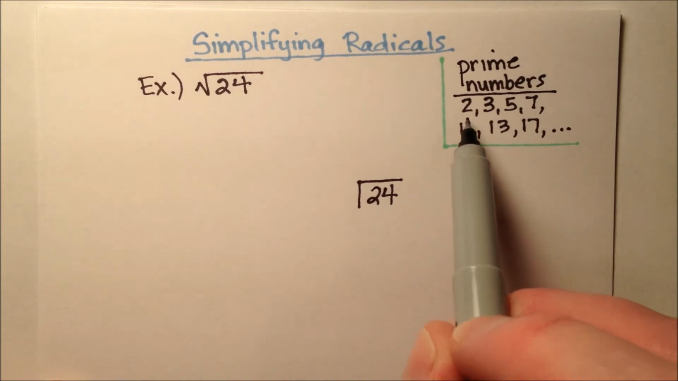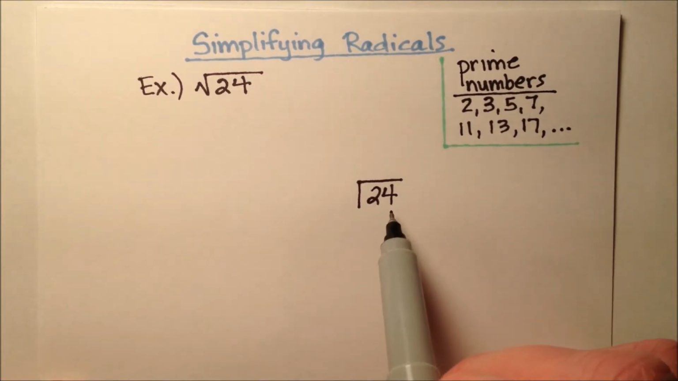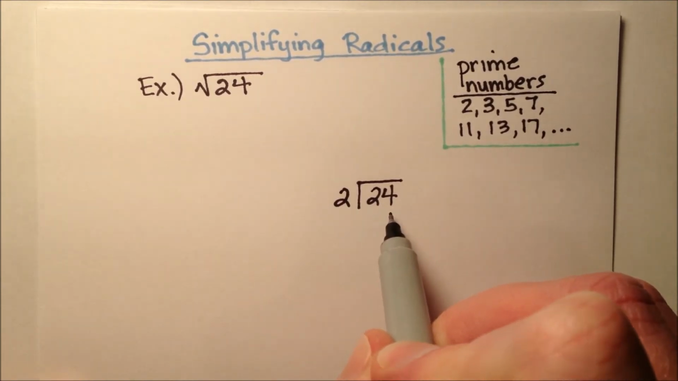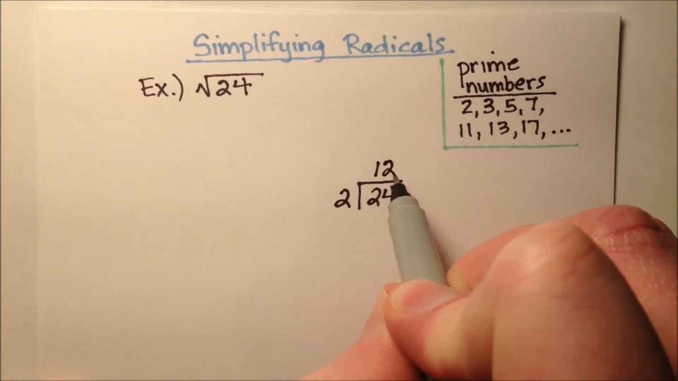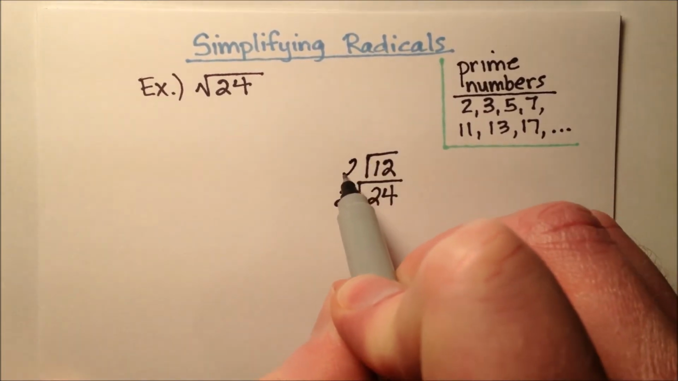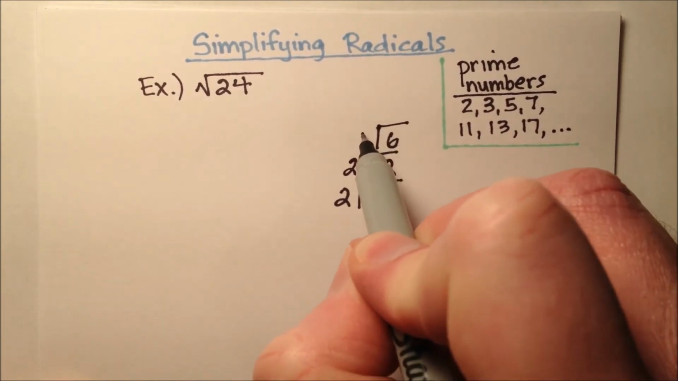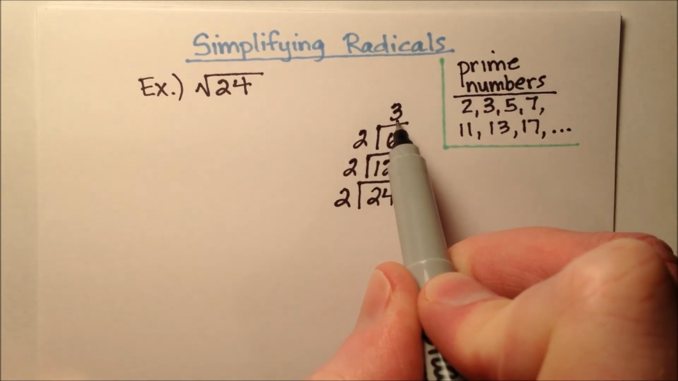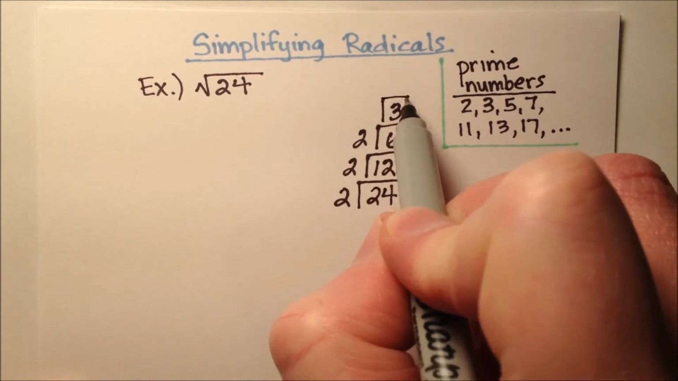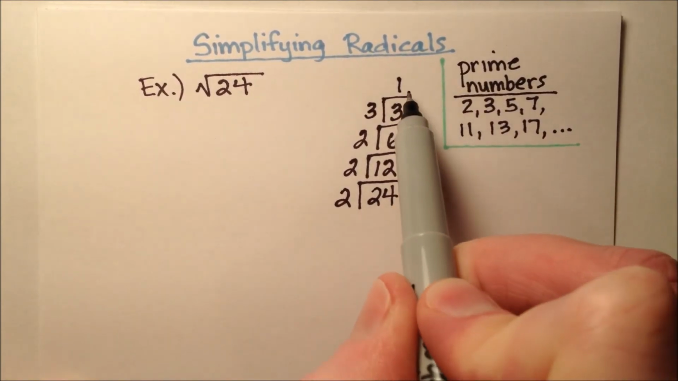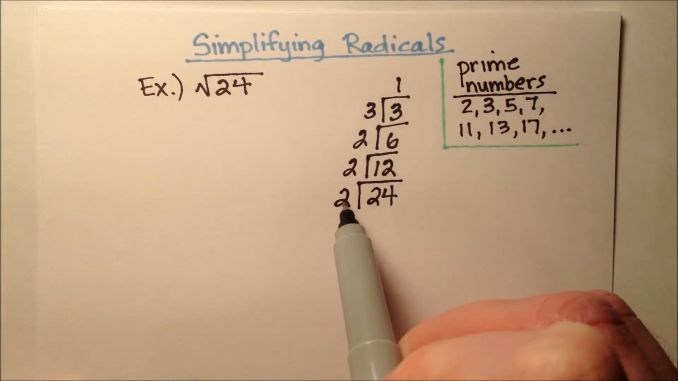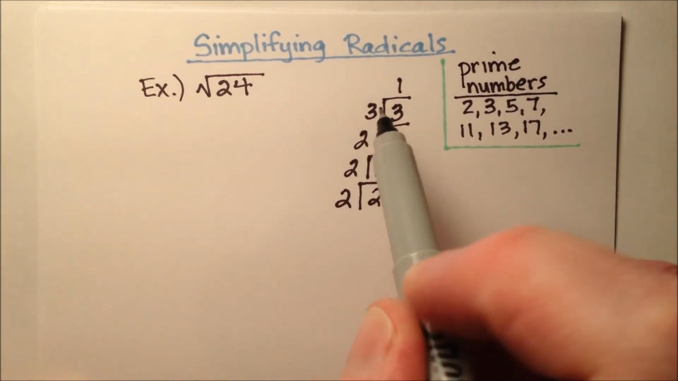So the first prime number that I'm going to try taking out is a 2. And the reason I'm going to do this is because 24 is even. So as long as this number is even in here, I'm just going to keep pulling out 2's. So 24 divided by 2 is 12. And 12 divided by 2 is 6. And it's still even, so 6 divided by 2 is 3. Okay, now 3 is no longer even, so I can't divide it by 2. But 3 is a prime number though, so I can divide it by 3. And the goal is to get a 1 at the very, very top. And once I get that 1, I know that I'm done. So the prime factorization of 24 is 2 times 2 times 2 times 3.